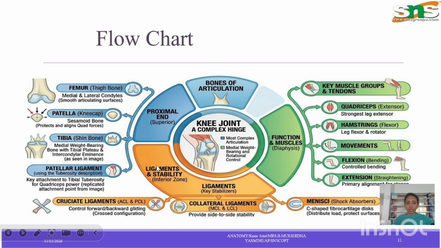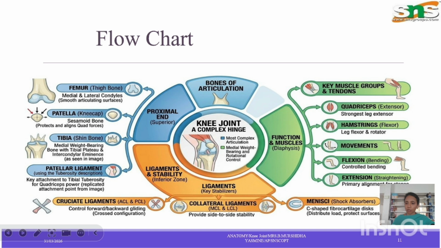And coming to the ligaments. So there are cruciate ligaments and collateral ligaments. Cruciate ligaments: anterior cruciate ligament and posterior cruciate ligament. Collateral ligaments: medial collateral ligament and lateral collateral ligament. Cruciate ligaments will prevent... this is the structure of ACL and PCL. This is how it will be. It controls the forward gliding and backward gliding. And the collateral ligaments, MCL and LCL, will provide side to side stability.